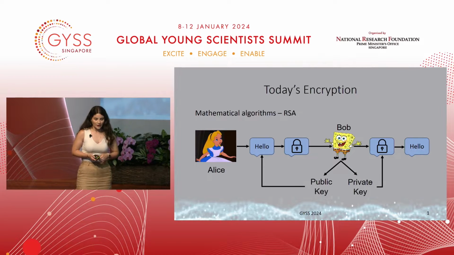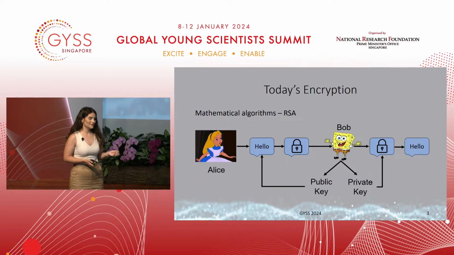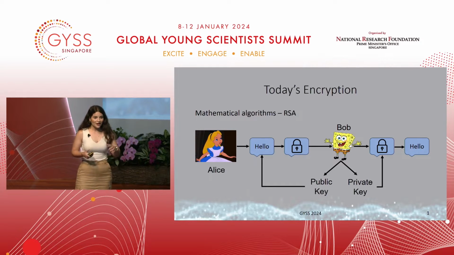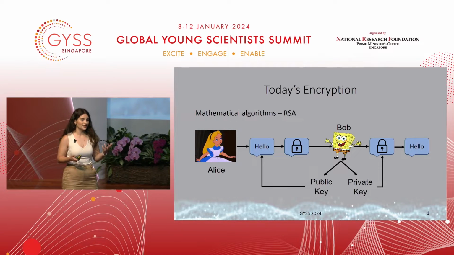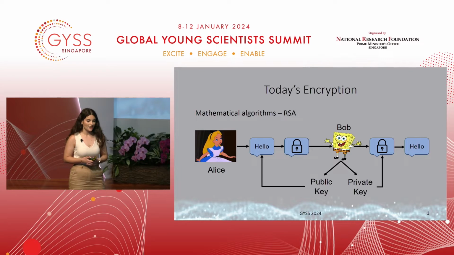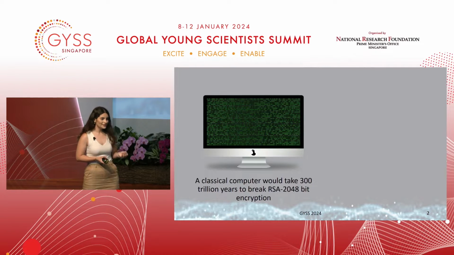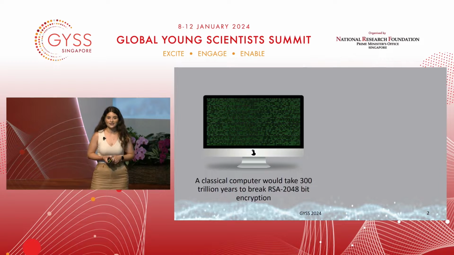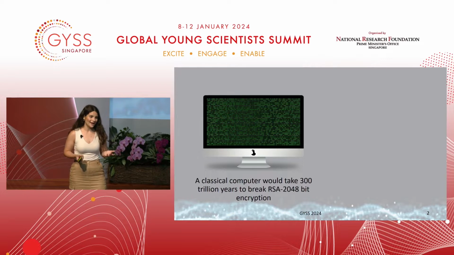decoded message. Now, you might be wondering, if everybody knows the public key, how could this possibly be secure? Well, you see, it relies on a very hard problem. Basically, it relies on factoring large numbers, which have prime factors. And it turns out, if you want to brute force the RSA encryption, it would take about 300 trillion years on a classical computer to break RSA 2048-bit encryption. So if you wanted to know someone's secret today, you'd be long dead before you can actually find out.